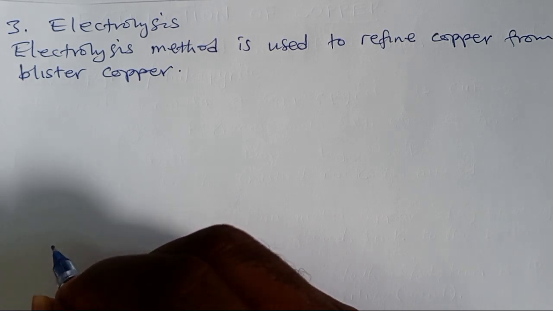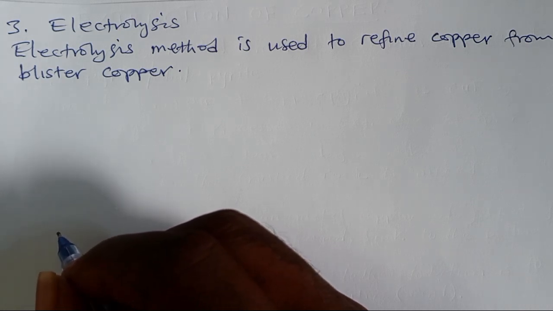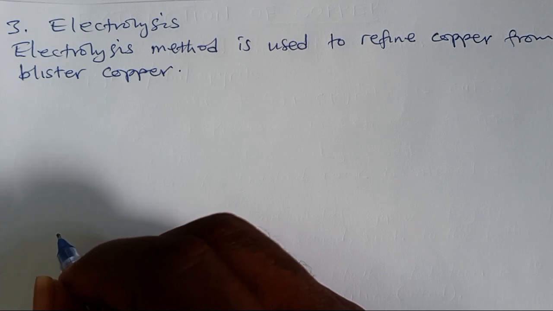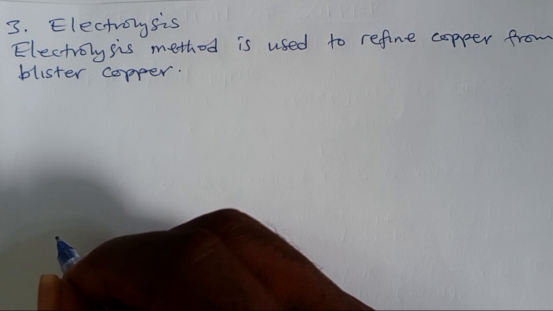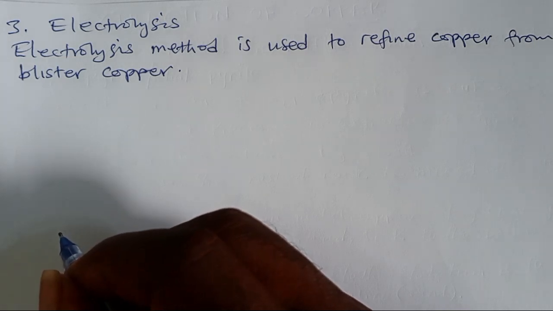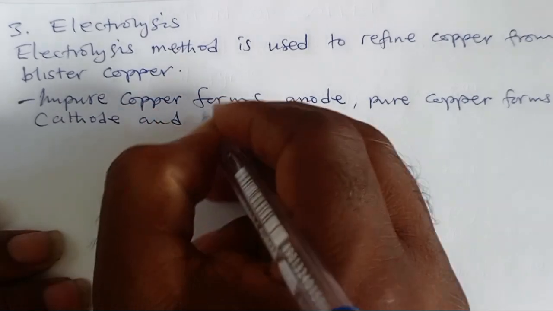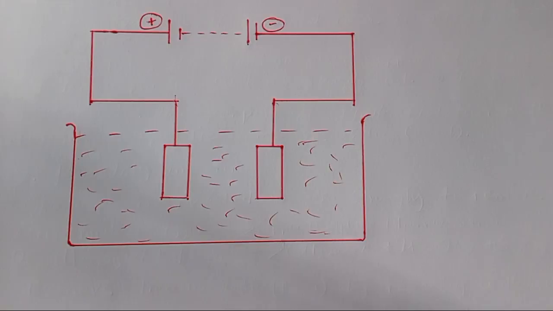Now what happens in this electrolysis? The impure copper forms the anode, and the pure copper forms the cathode. And the electrolyte that is used in this electrolysis is copper 2 sulfate. So this is the electrolysis cell.